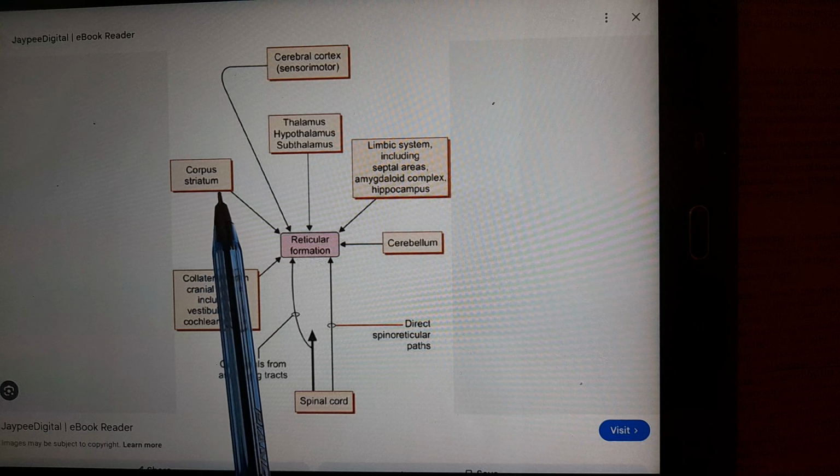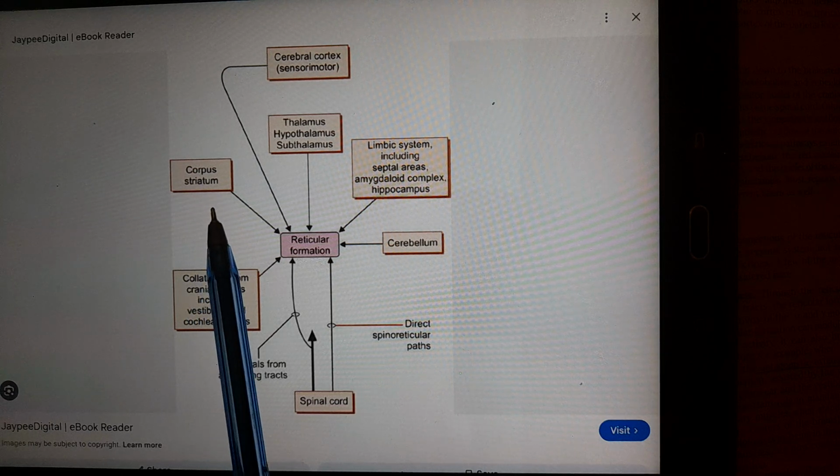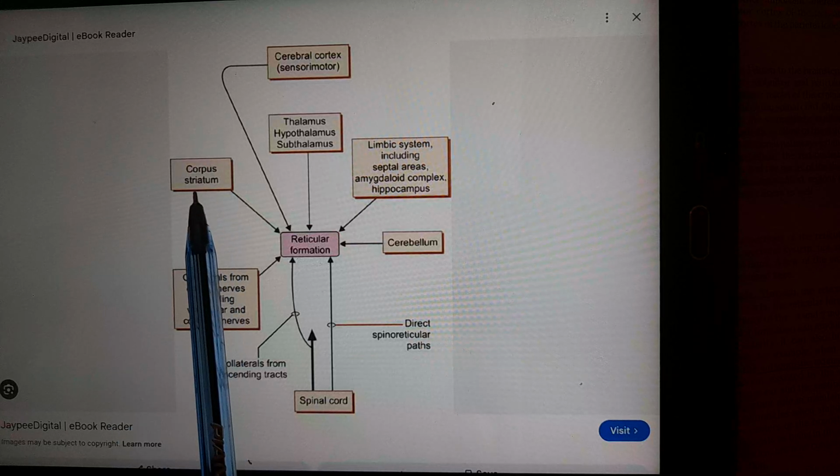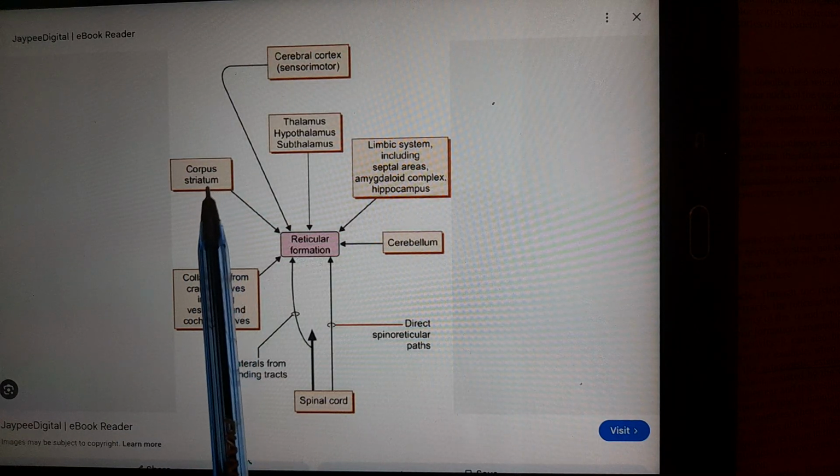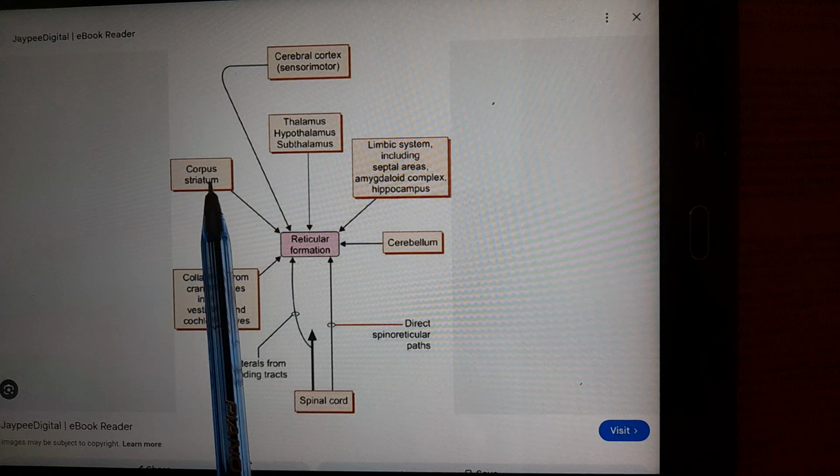This corpus striatum is a part of the lenticular formation system, that is the part of the basal ganglia and the basal nucleus that is made up of the caudate nucleus and the putamen. Both of them are going to give their sensations.